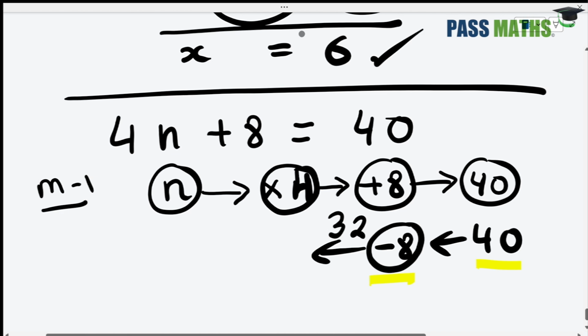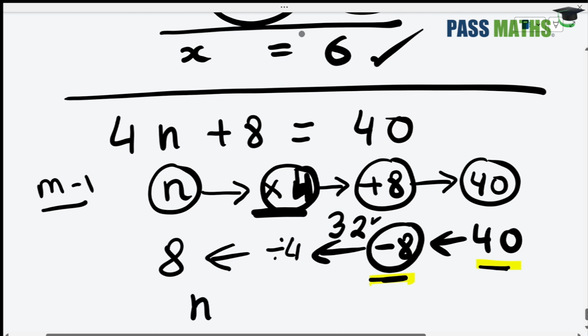Yeah, it's 4 here, guys. This is a 4. Because n times 4. So now we've done 40 take away 8, which is 32. Now divide by 4. Because it's times 4, it becomes divided by 4. So my answer will be 8. So n will be 8. Let's try the example.